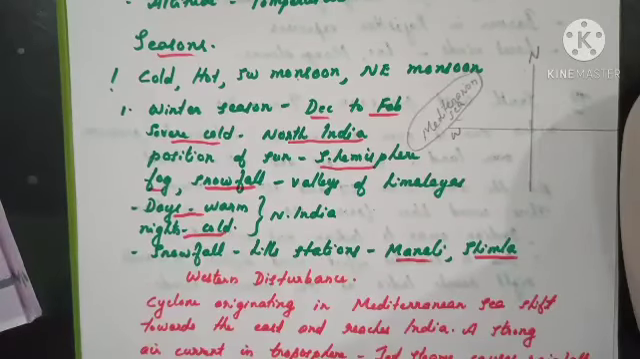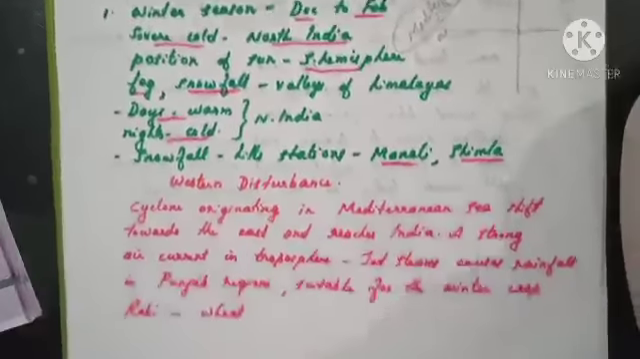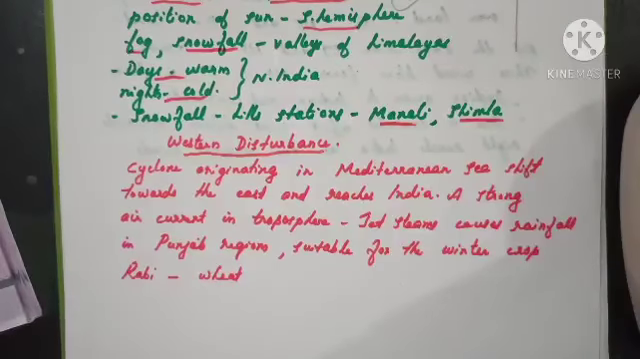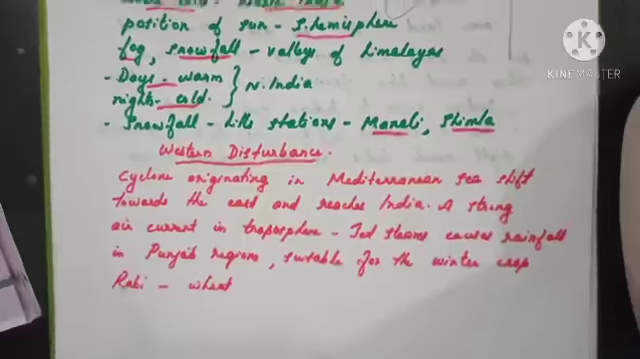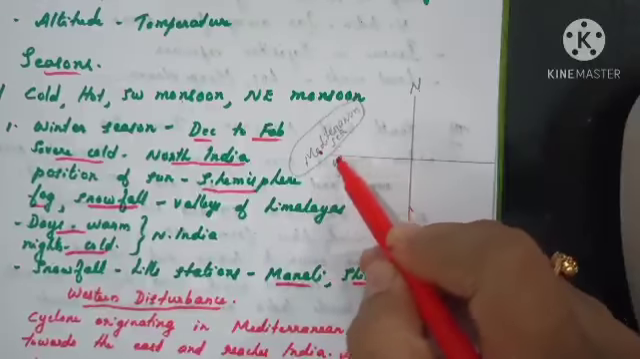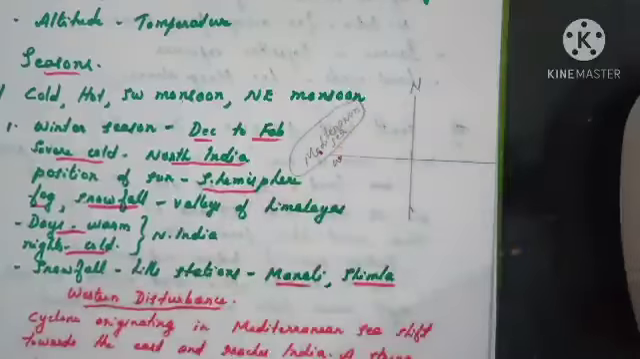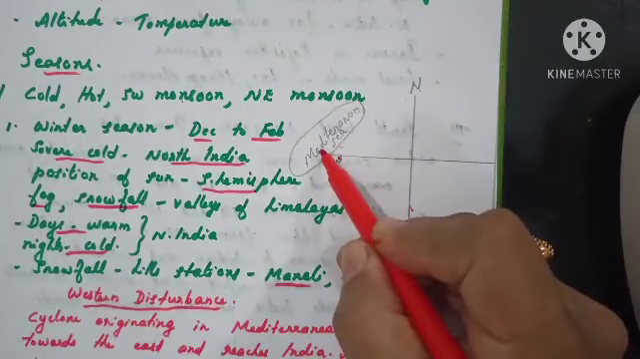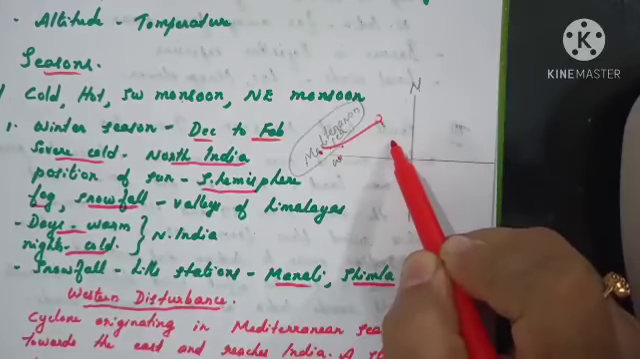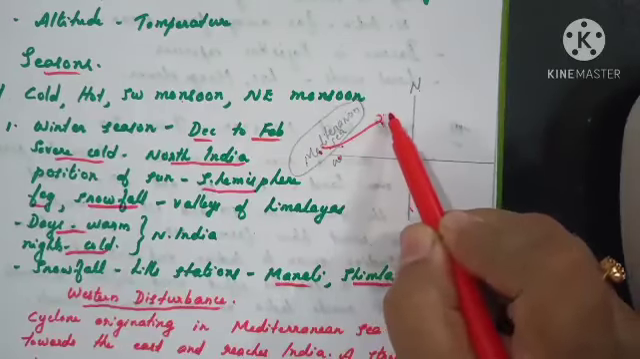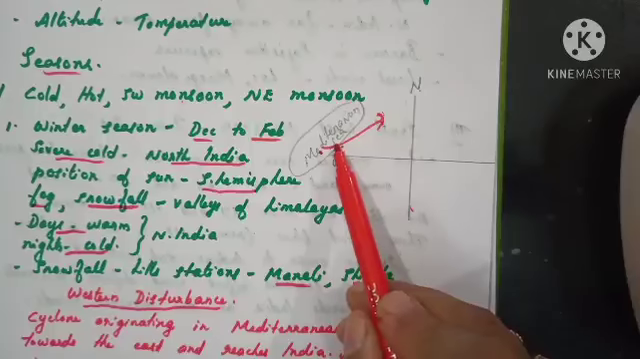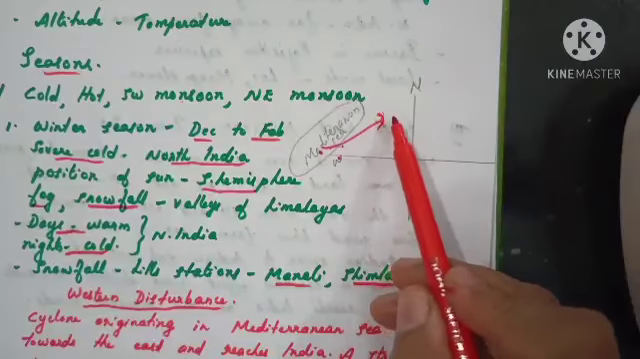A phenomenon that takes place during this season is known as western disturbance. What is western disturbance? Cyclones take place in the Mediterranean Sea, which is west of India. These cyclones shift to the east. East of the Mediterranean Sea is India. Cyclones shift to the east and reach India.